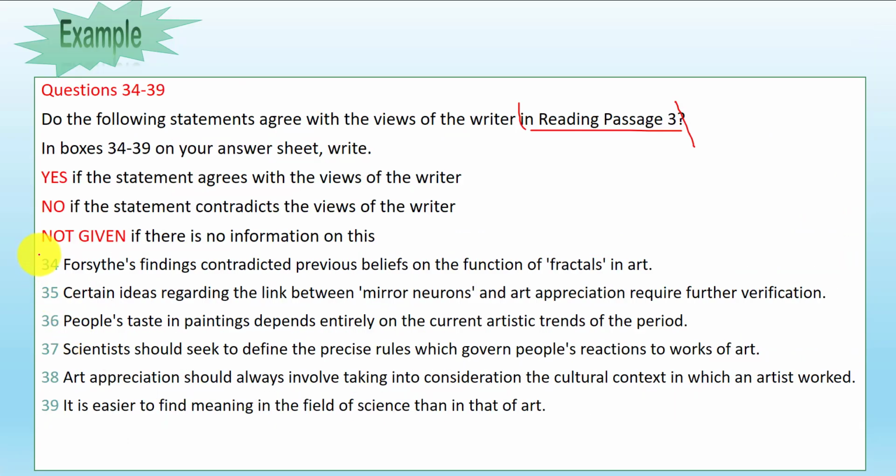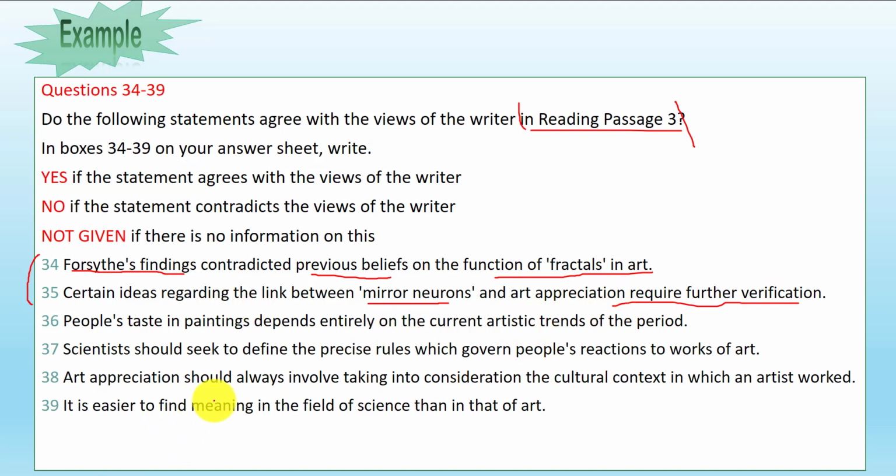And as I talked about in previous sessions, we choose keywords for only 2 of our questions. Okay. 34: findings contradicted previous beliefs on the function of fractals in art. Okay. Previous beliefs. This is a scientist's name, and it's easy to scan through the passage and find that as our keyword. Now, question 35. Certain ideas regarding the link between mirror neurons and art appreciation require further verification.